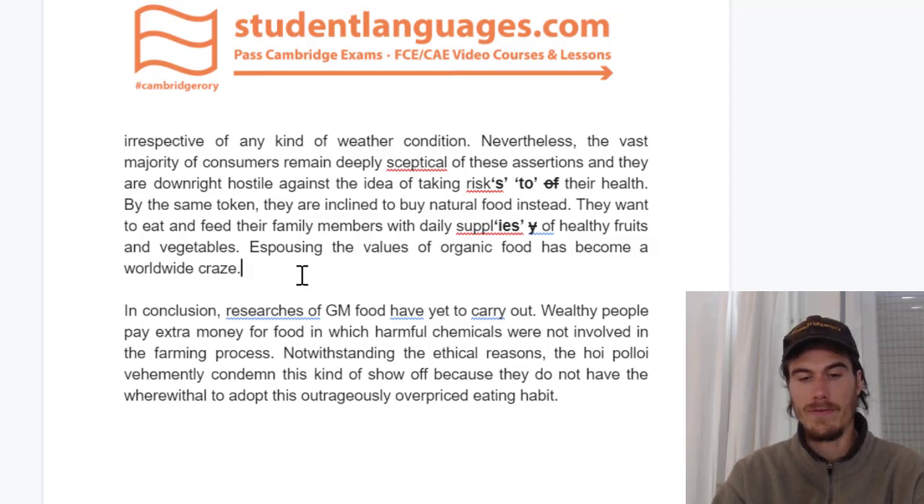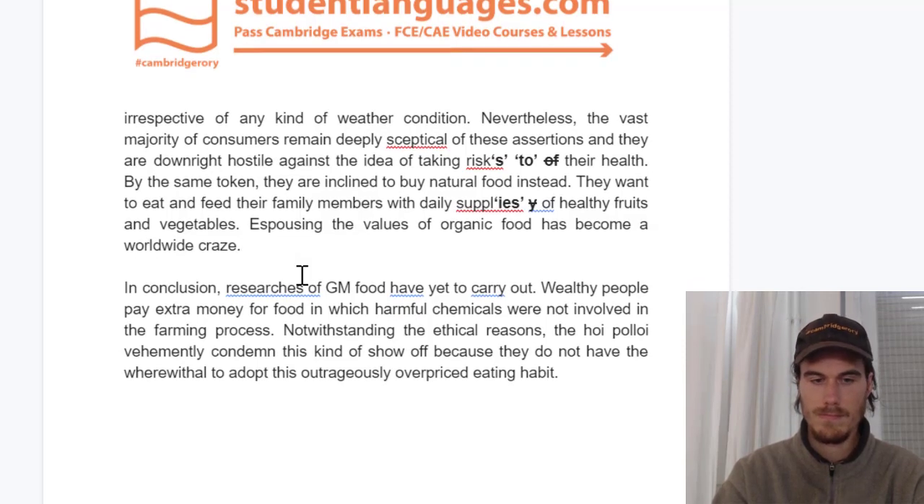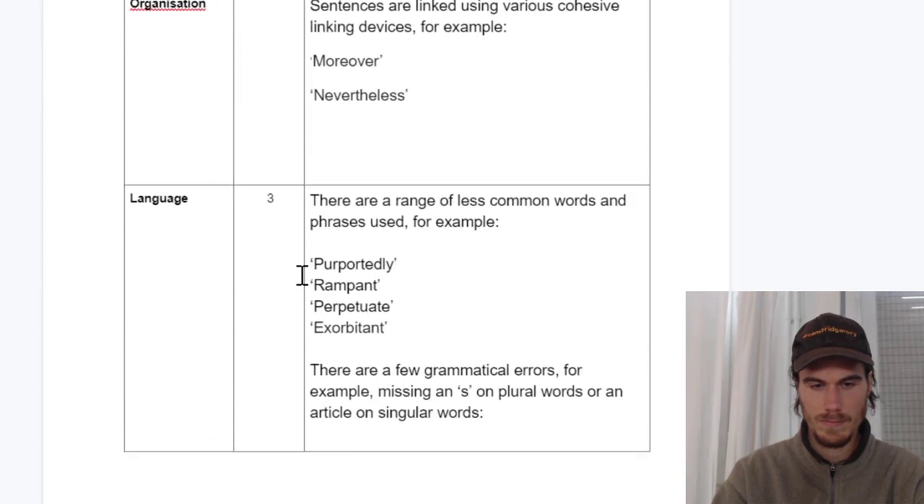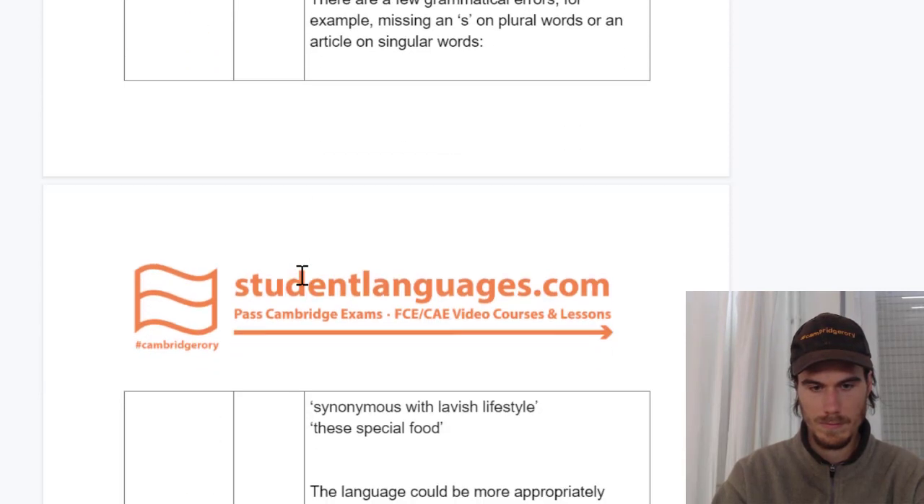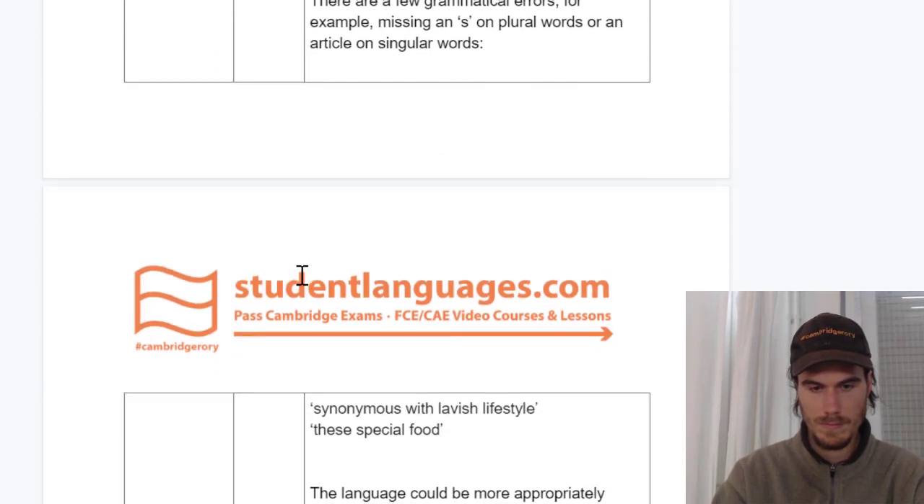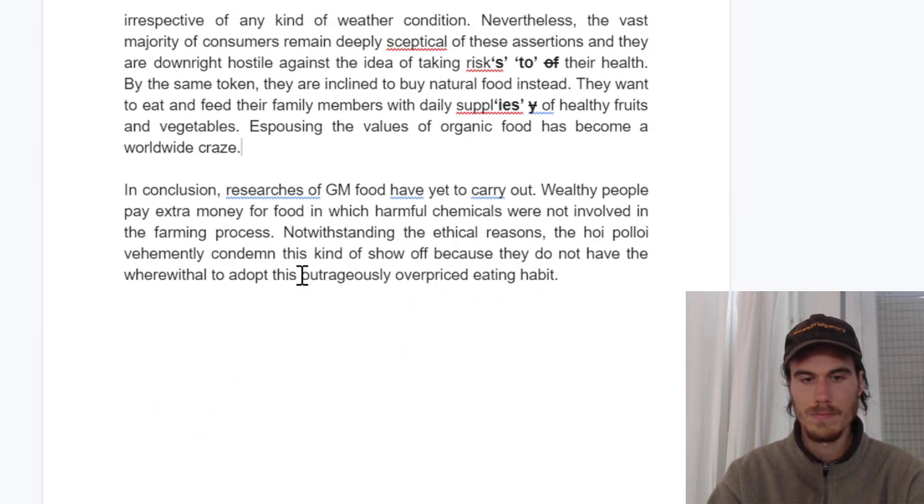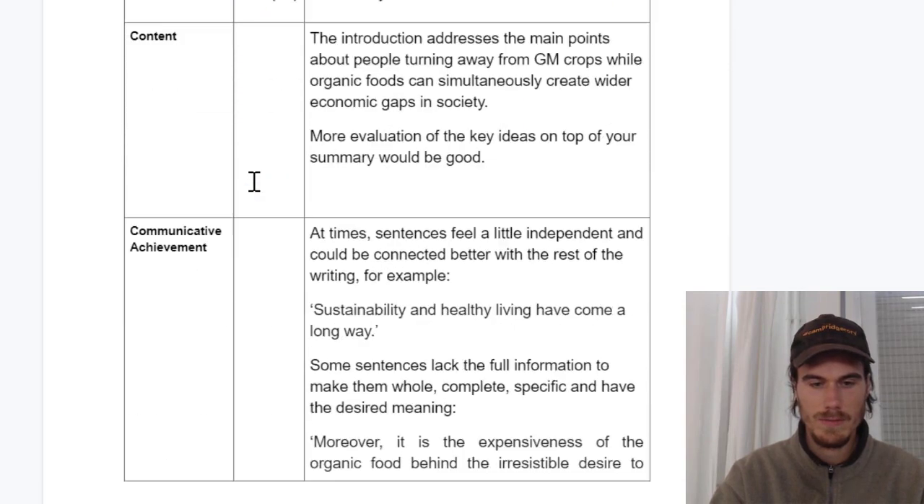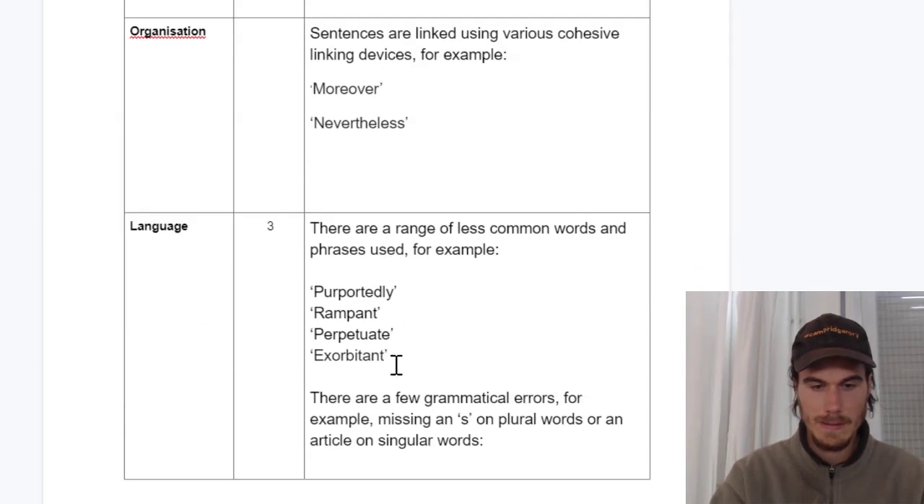Espousing the values of organic food has become a worldwide craze. Nice. I like this phrase. So I'm going to put it to the good language.